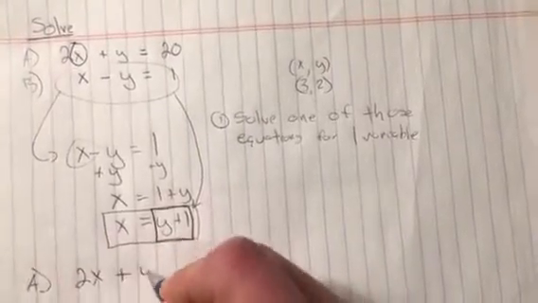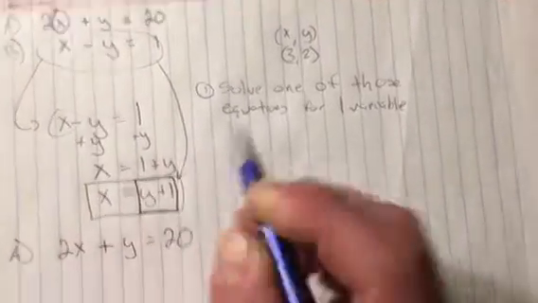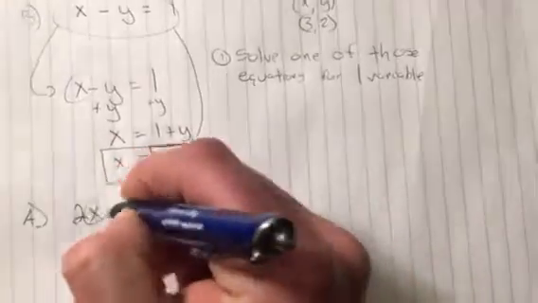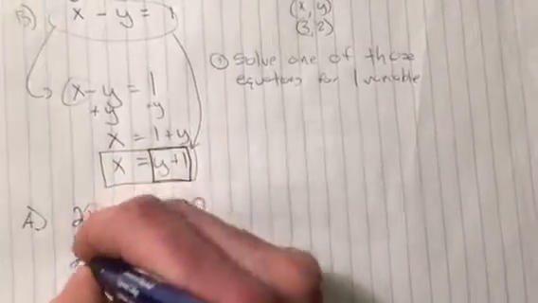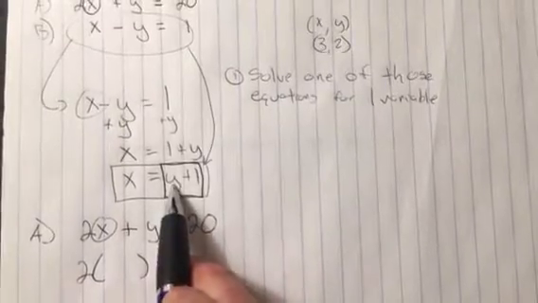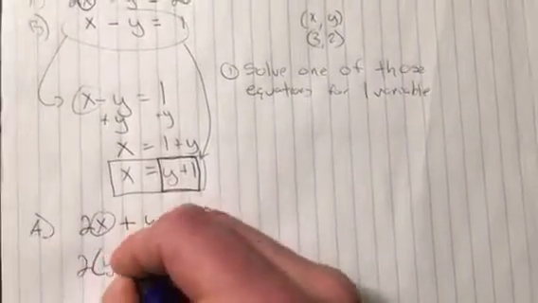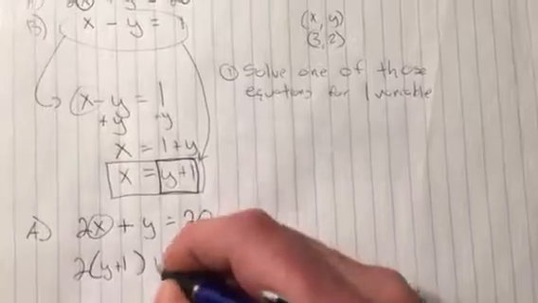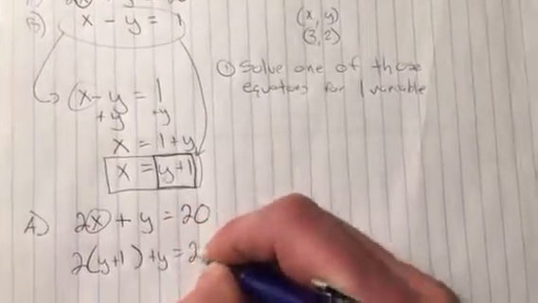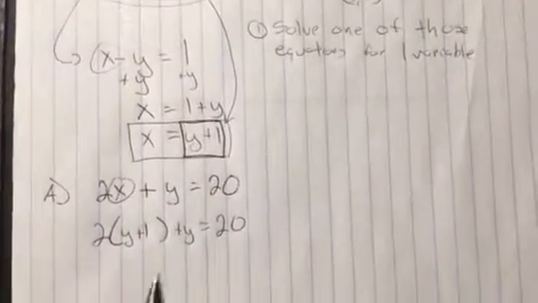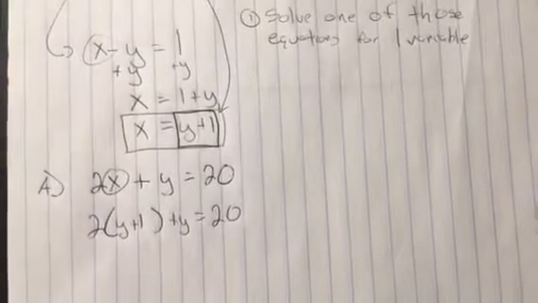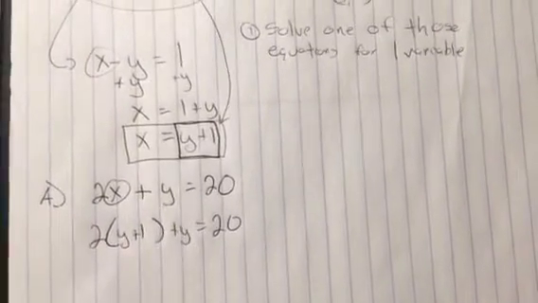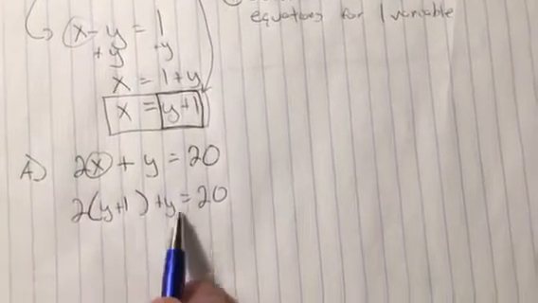2x plus y is equal to 20. And now I'm going to take the x out and replace it, in parentheses, with that thing, y plus 1. And then I bring down the rest of that equation, plus y is equal to 20. And so what you'll notice now is that in this equation, the x is gone. We only have y's. Now we solve this equation for y.